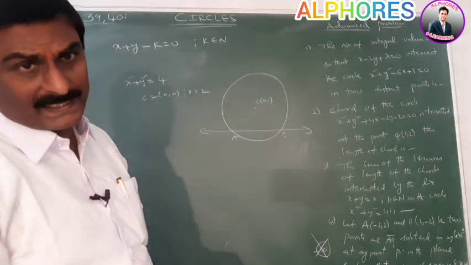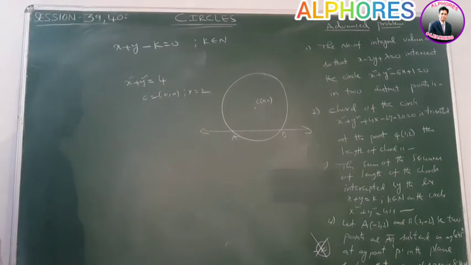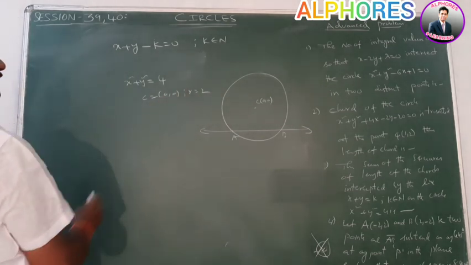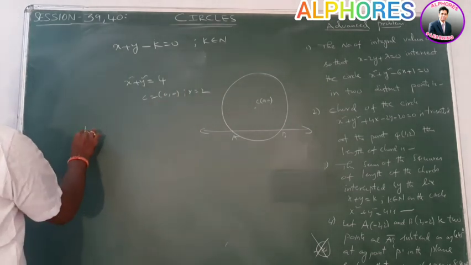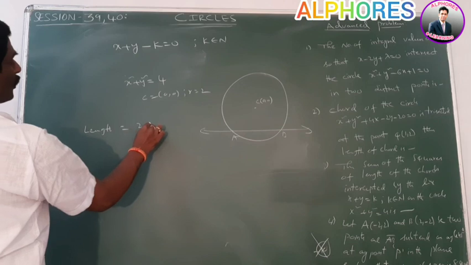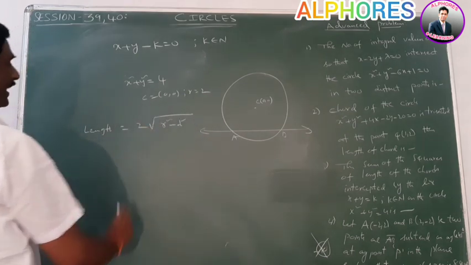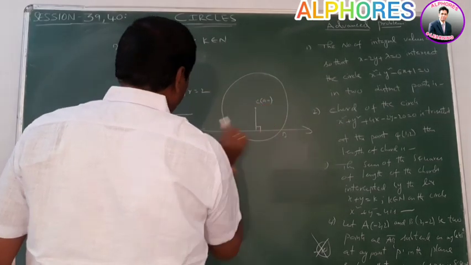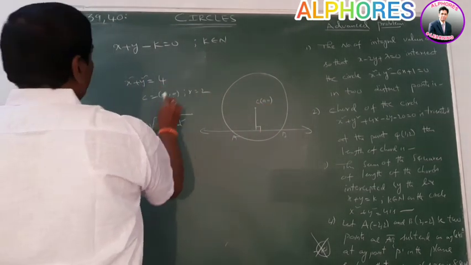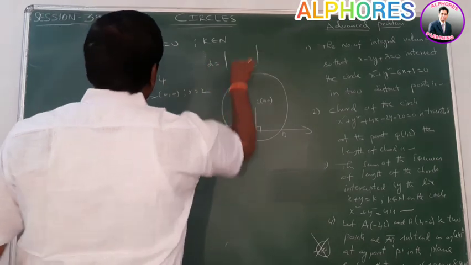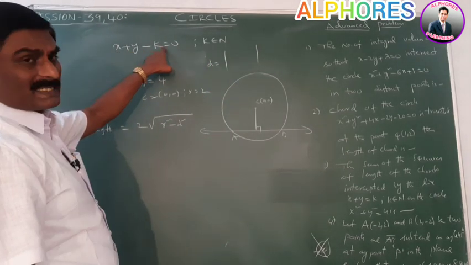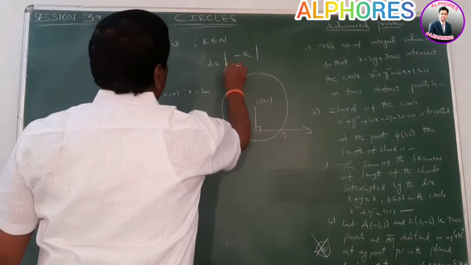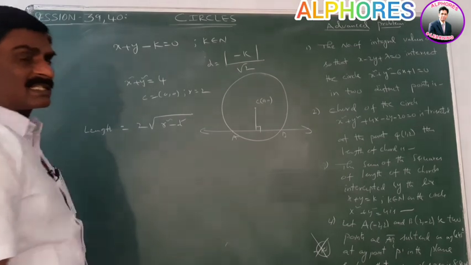Now we find the possible cases. Now the length of the chord AB of this circle. Here the center of the circle is (0, 0). We know that the length of the chord AB is equal to 2 root r square minus d square. What is the value of d? d is the perpendicular distance from the center to this line. d is equal to mod ax1 plus by1 plus c, that means 0 plus 0 minus k, mod minus k by root over a square plus b square, which means root 2. Mod x is equal to mod minus x.